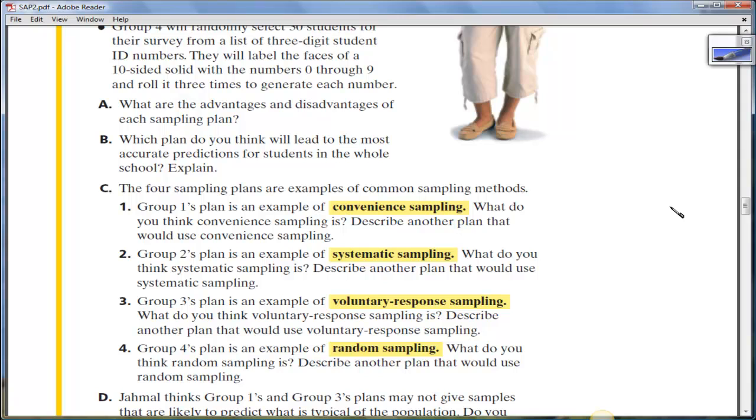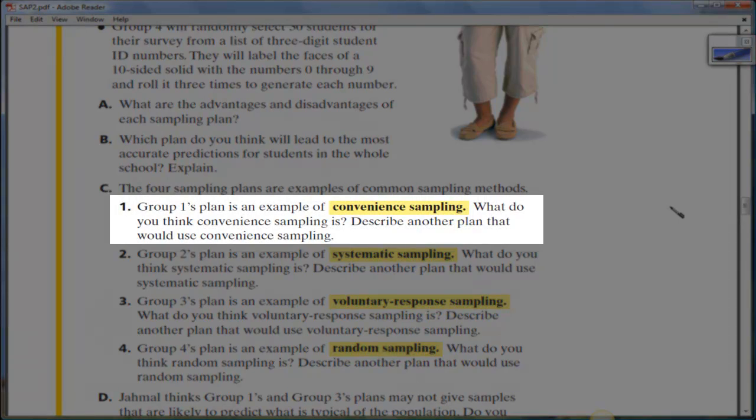Question C. The 4 sampling plans are examples of common sampling methods. Group 1's plan is an example of convenience sampling. What do you think convenience sampling is? Describe another plan that would use convenience sampling. So why is group number 1's plan convenient? And what would be another way to conveniently plan a sample?